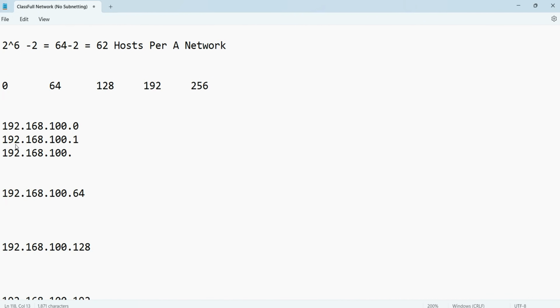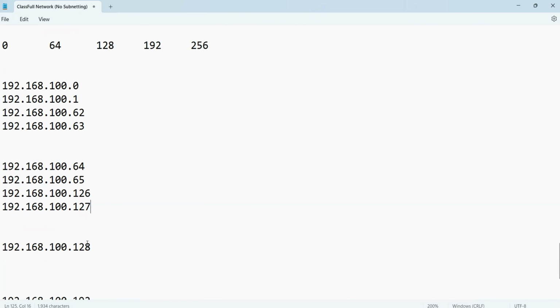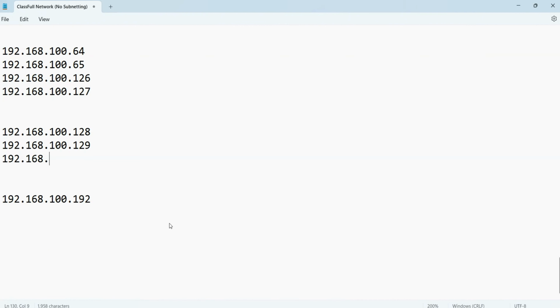64 is the network ID. What is the first host? 100.65. The last host is 100.126, and the broadcast is 100.127. Look at this: the one after the broadcast is the next network. So 100.129 is the first host. And look, what is the next network? 192. All right, so the last host is 190, and the broadcast is 191. Just like that.